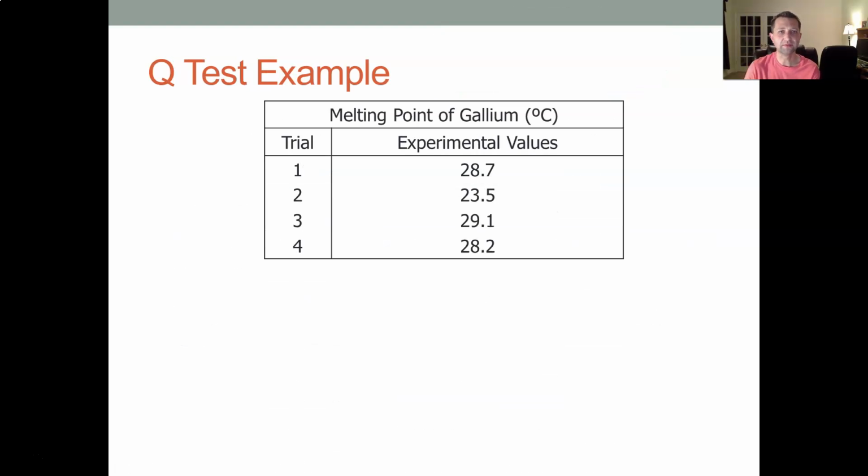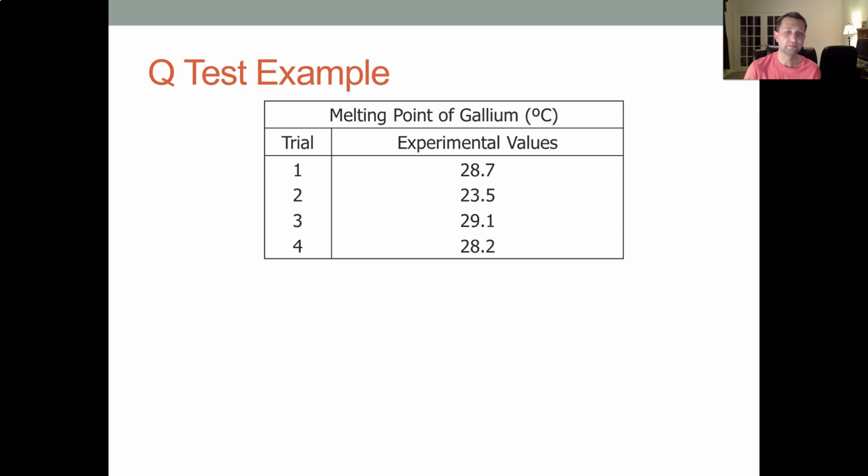Here's a lab you performed, finding the melting point of gallium. You have 4 values there. Take a look at that. Does one of them look like it's an outlier to you? You have 28.7, 23.5, 29.1, 28.2. I look at those, and it looks like data point number 2 would be one I want to erase. Pretend that never happened.